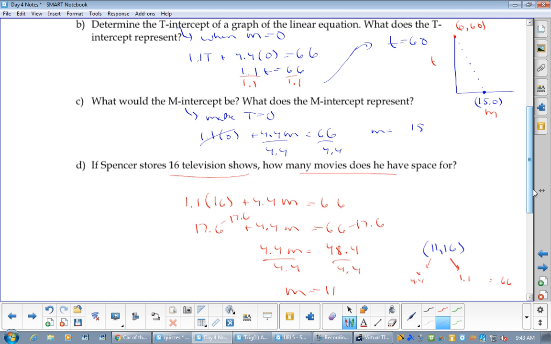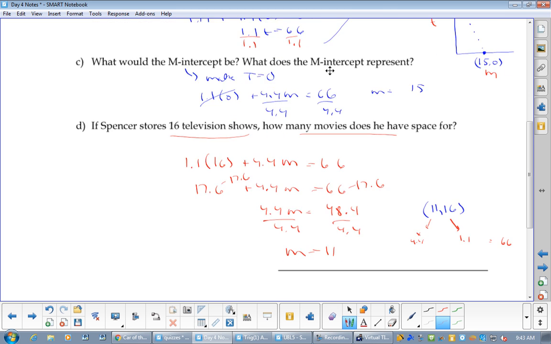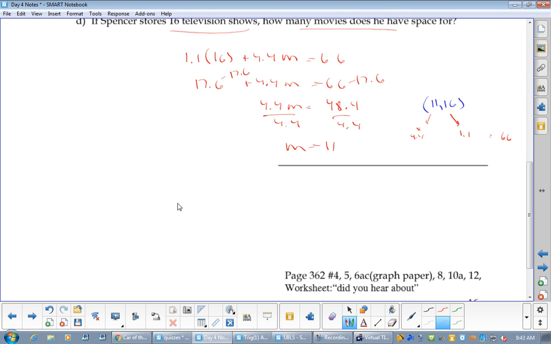So anything on this line, if you could do parts of a movie, which you can't, right? All of these would be valid points, right? But just the discrete points, all of them would add up to 66. Okay?